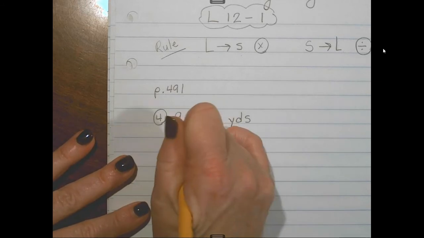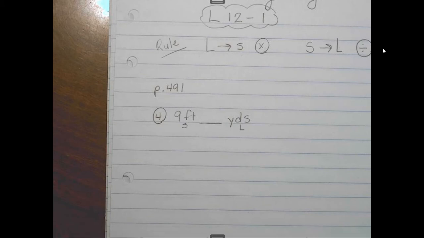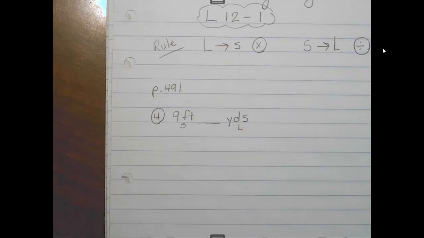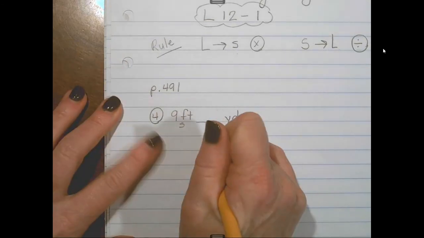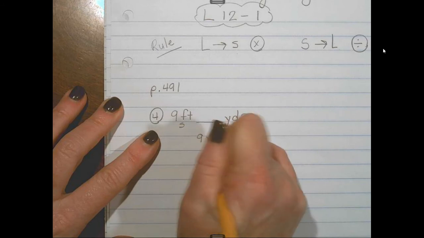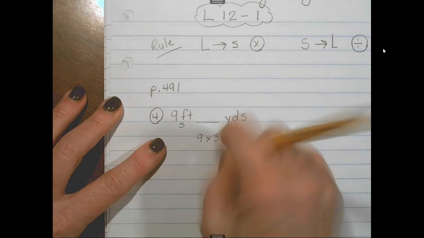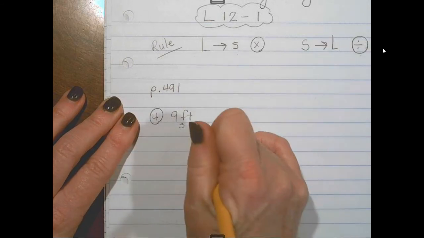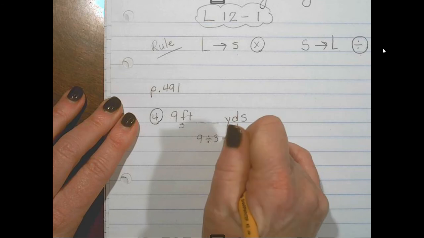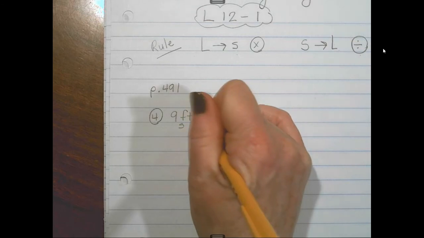And I like to just make a little note here. I'd like to see you guys doing this as well. And my conversion rate is going to be, there are 3 feet in a yard, right? We have to know the basic 3 feet in a yard. So if I look at that, I'm going to take 9 and I'm going to multiply it by 3. I'm sorry, divide. I'm going from smaller to larger. And 9 divided by 3 equals 3. So I see that 9 feet is equal to 3 yards. Okay?